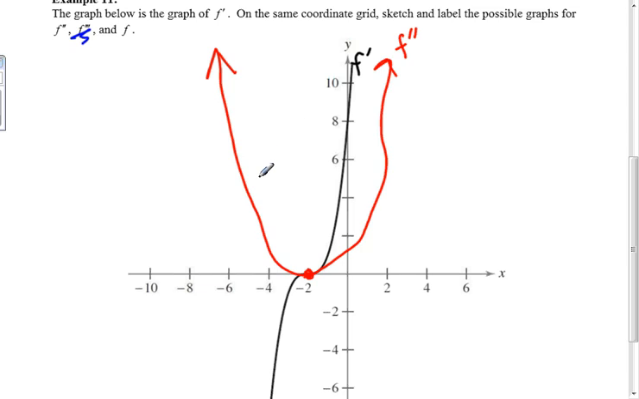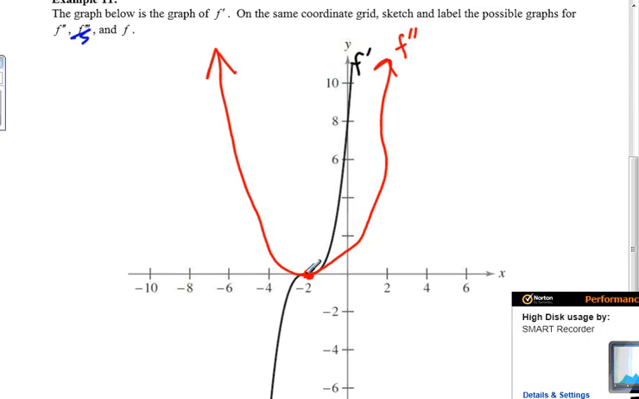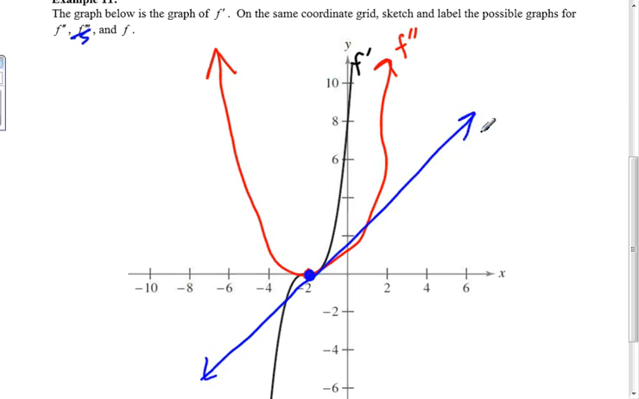Alright, let's try the third derivative, f triple prime. The derivative of this quadratic, well, again, we have that horizontal tangent, so it looks like it's going to be 0 here. And it is increasing, okay? Our function is increasing, our slopes are positive. Here our function's decreasing, our slopes are negative, so maybe we can have something a little more linear, okay? And this one, we would label that as f triple prime.